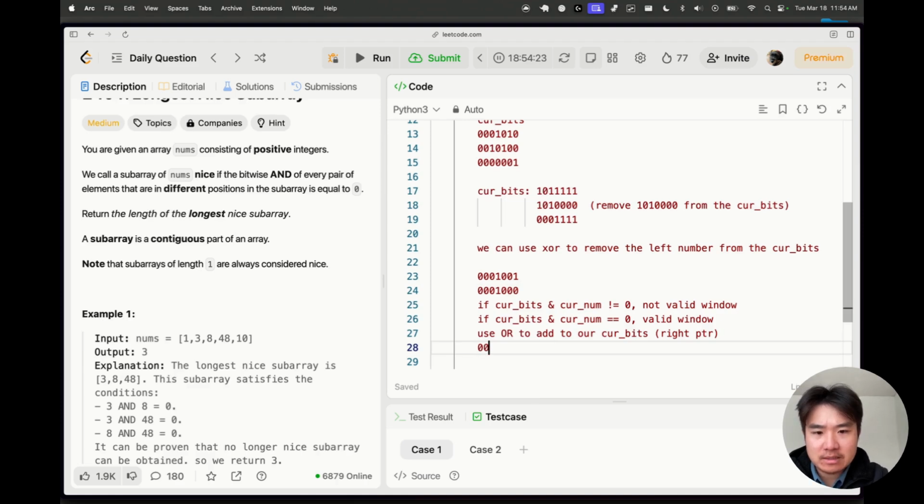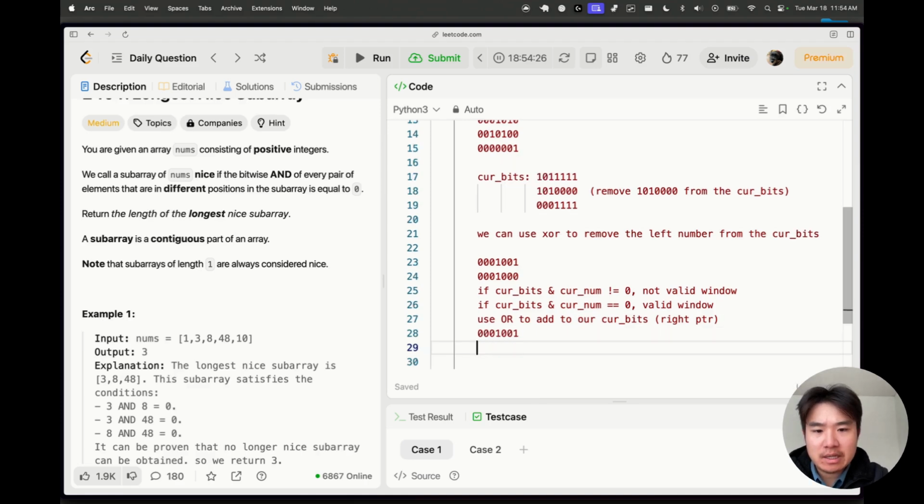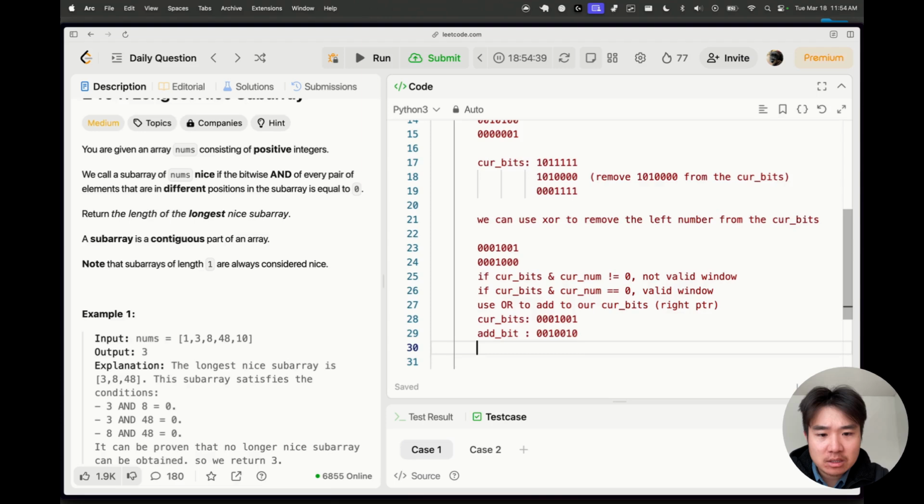Let's just say we had 0, 0, 1, 0, 0, 1, and this was our cur bits, and we wanted to add something like this. We just needed to update cur bits. Right, we just need to OR everything, so it would be like this. Yeah, okay, then we just use OR.